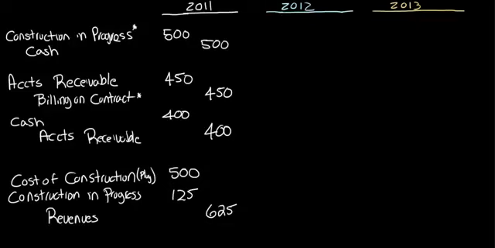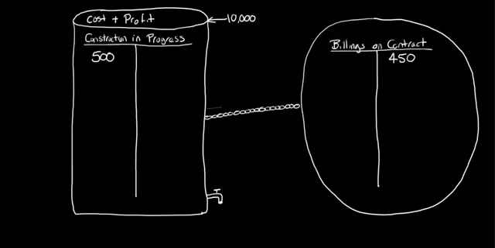Let me do one more thing here. Let me close that. And so we need to put something else in our construction in progress account. And that is the profit for the year. Okay. So if we look at our costs for the year and our profit for the year, these are both for 2011. We're starting to fill the bucket up. All right. So in the next video, we will do the balance sheet, income statement, and statement of cash flow for 2011 for Garvin's Construction.